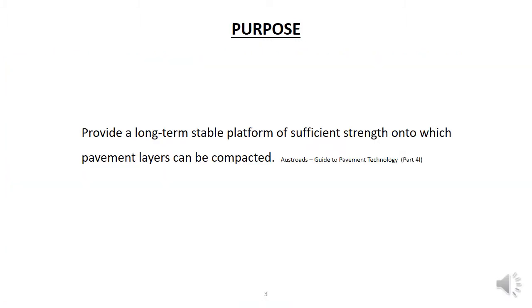The primary purpose of road earthworks is to provide a long-term stable platform of sufficient strength onto which pavement layers can be compacted. There are several things in this definition that should be noted. Firstly, the earthworks create a long-term stable platform for the road. That is, the formation created by the earthworks needs to support the road without moving or settling for long periods of time in all weathers.